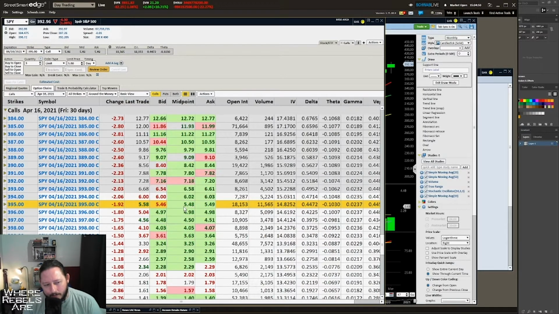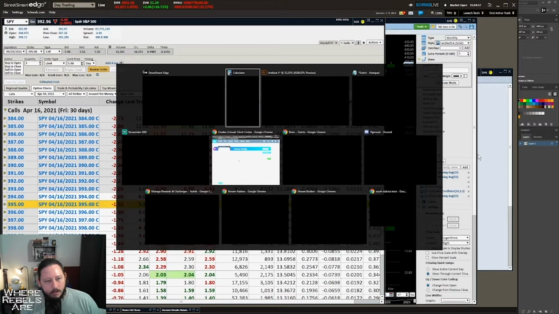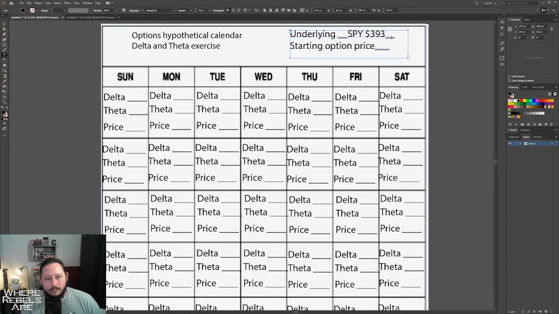So I'm gonna call it 550 because we've seen it drop down to 548 and as high as, again, like 556, I think was the highest we saw. So 550 is what we're gonna use for our example here.